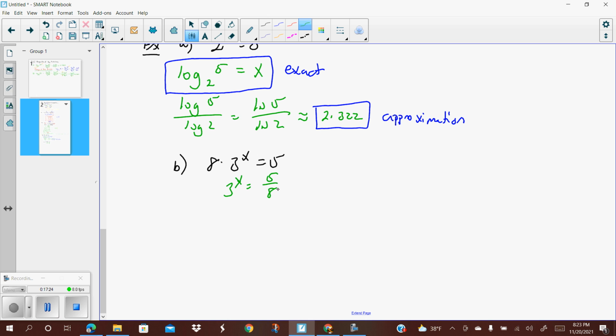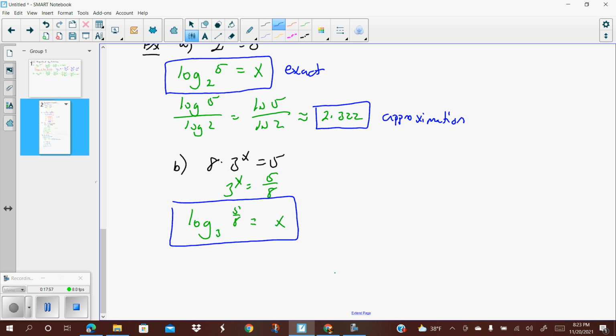Now we can change this into a log, just like we did before. Log, let's see, the base here is 3. It's the base of the exponential. A log equals an exponent, so that's x. And then that means the argument of the log is 5/8. Again, I can take that argument because it's not 0 and it's not negative. That's the exact answer. Log of 5/8, base 3.